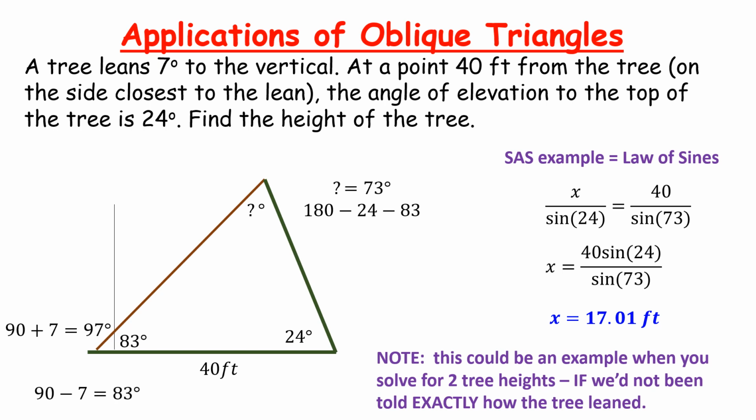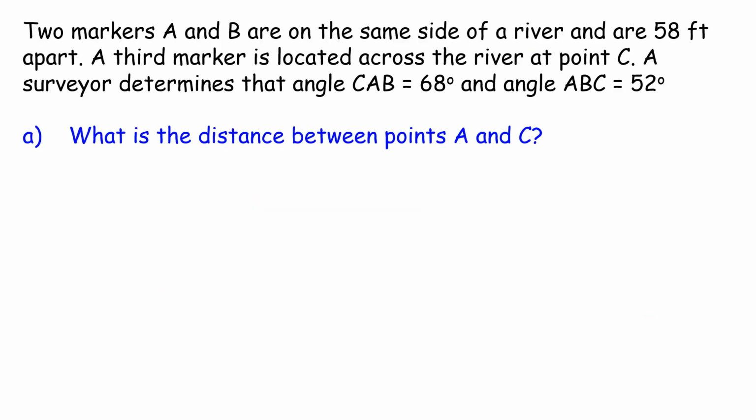If we did not have that specific direction of the lean, we would have had to have solved this the other direction as well, leaning away from the vertical. It would have given us a different angle measure at the top, and the height of the tree would have been different as well. I think it would be about 19 feet, give or take. So just keep that in mind. Look for those specifics. Is it leaning a certain direction? Good. All right, let's try a couple more.